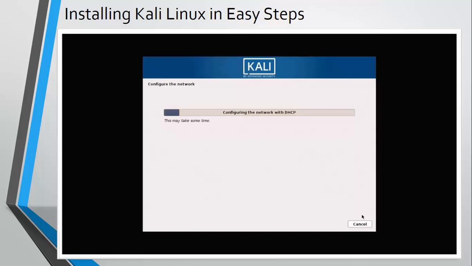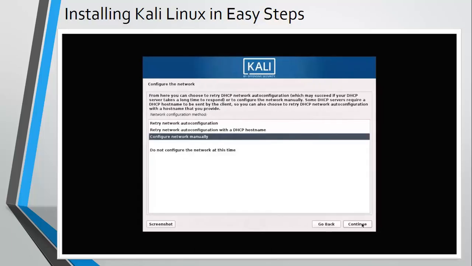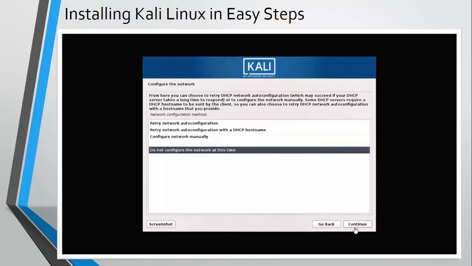and it's using DHCP to configure the network. I do not have a DHCP service enabled, so this one is going to fail, but it could pass for you guys. After this is finished, I'm going to select that I'm going to configure the network later, but you do not necessarily need to do that if you are getting the IP address from the DHCP server. So I'm going to click continue here, and I will select do not configure the network at this time, and click on continue.